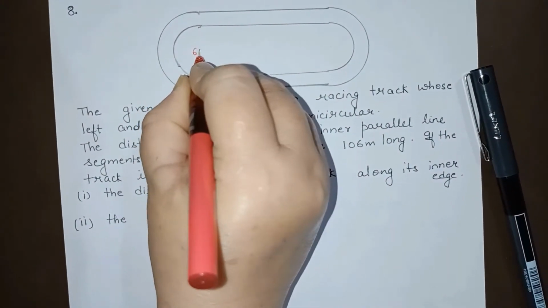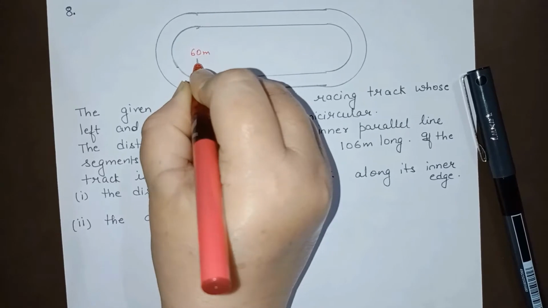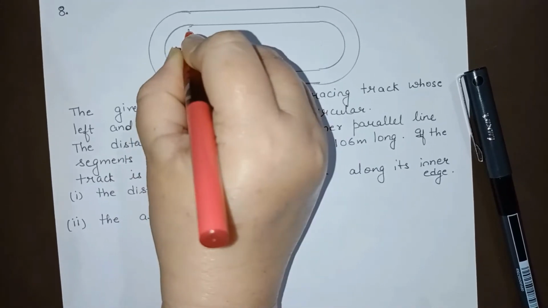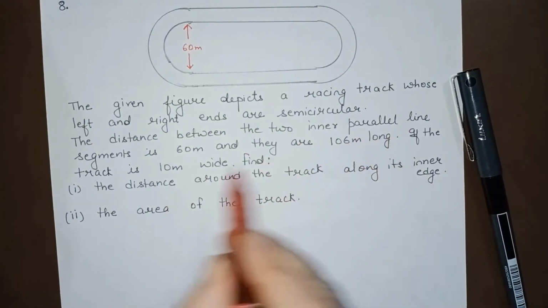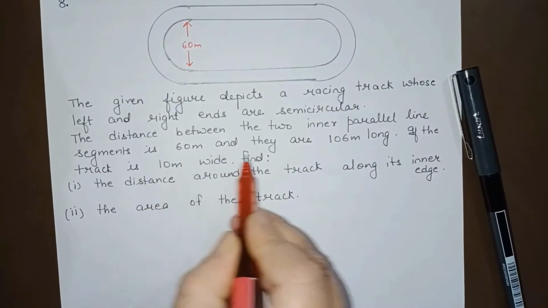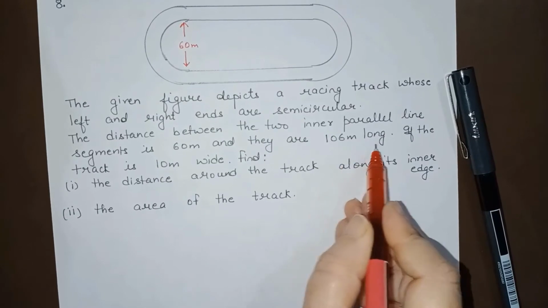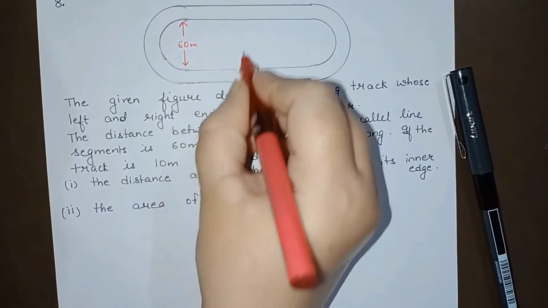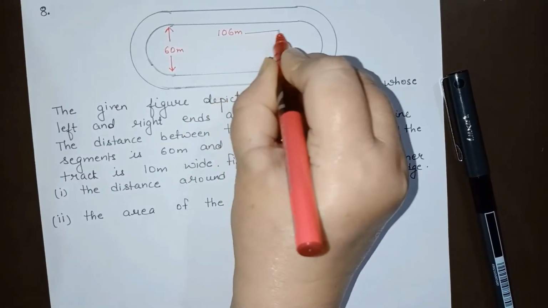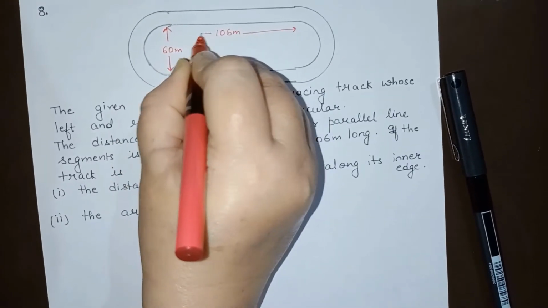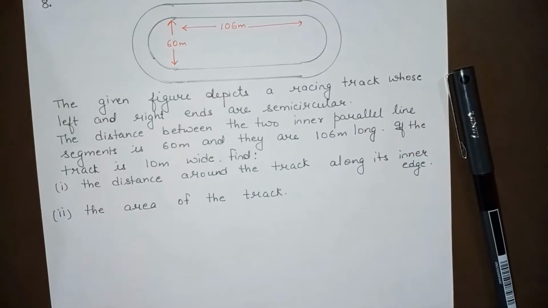So we have this distance as 60 meter. Distance between the two inner parallel lines is 60 meter and they are 106 meter long. That means these parallel lines are 106 meter long, that is from here till here.